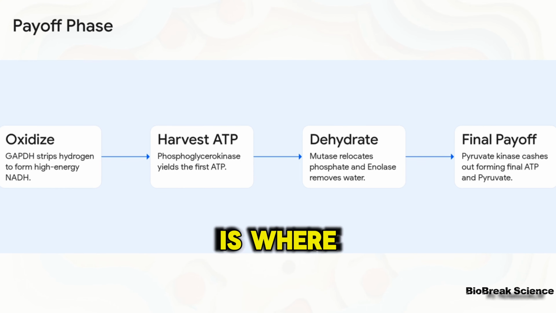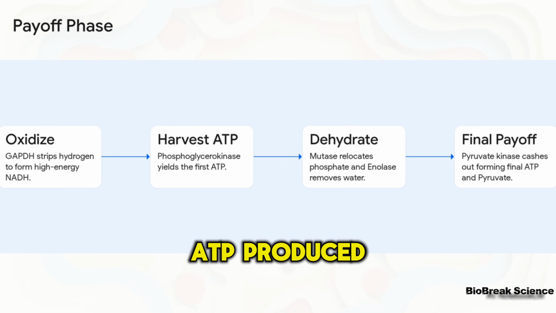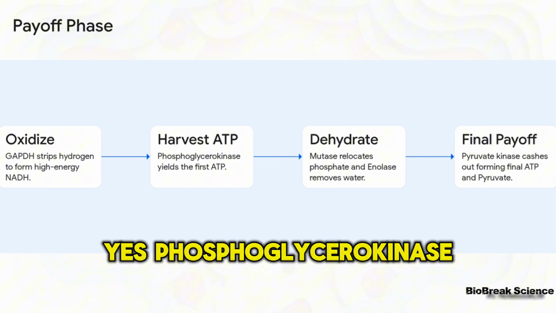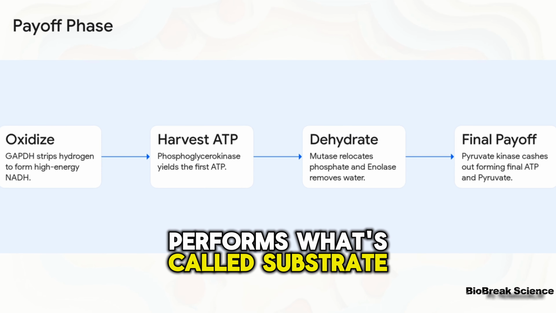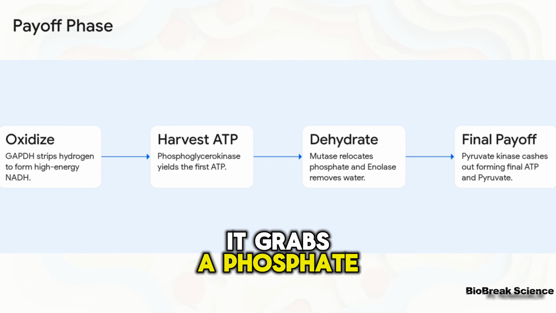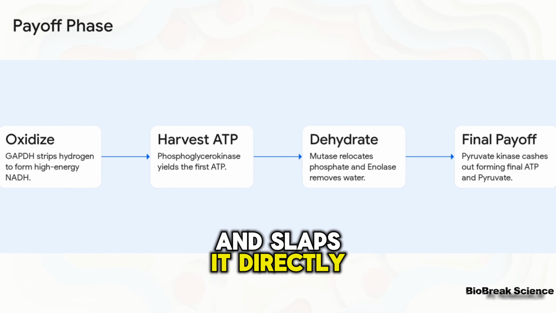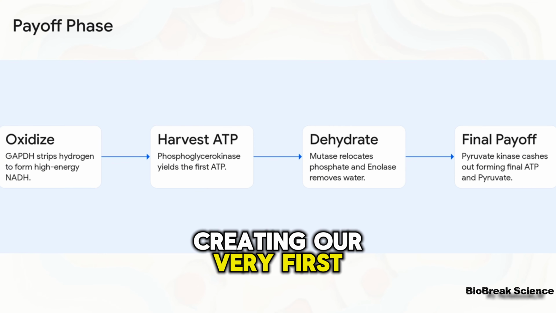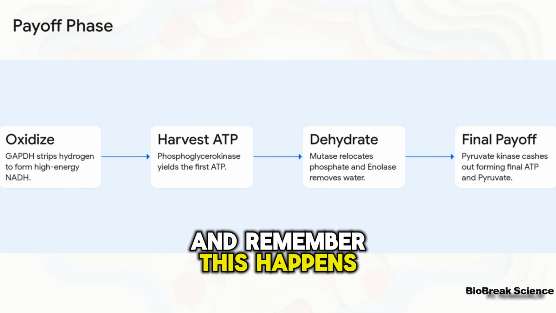Nice. And then step 7 is where we actually see the very first ATP produced? Yes. Phosphoglycerate kinase performs what's called substrate-level phosphorylation. It grabs a phosphate off our sugar and slaps it directly onto an ADP, creating our very first ATP. And remember, this happens twice.